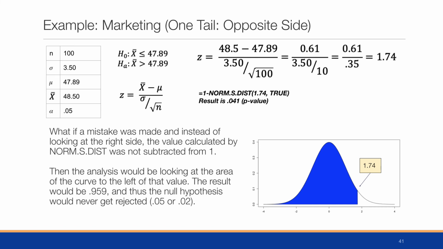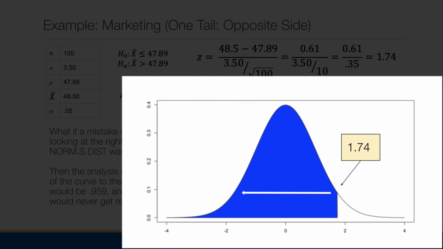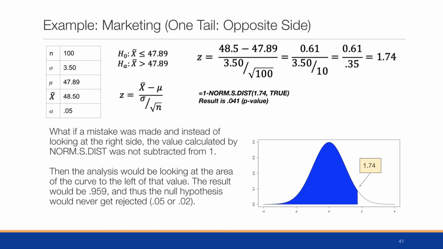Now, what if we were looking at this from the other side? What if a mistake was made and instead of looking at the right side, the value calculated by NORM.S.DIST was not subtracted from 1? Then the analysis would be looking at the area of the curve to the left of that value. So we have the 1.74, but because we didn't do the 1 minus, it's this entire blue region. That entire blue region area would be 0.959, and we would clearly reject the null hypothesis because of 0.959, regardless of whether it was 0.05 or 0.02 alpha.